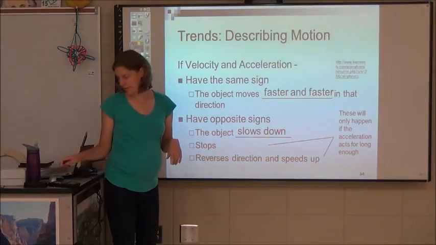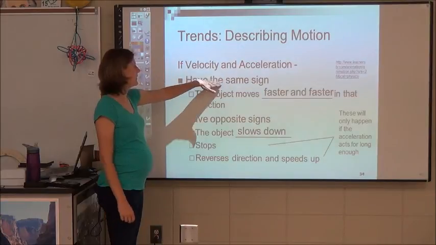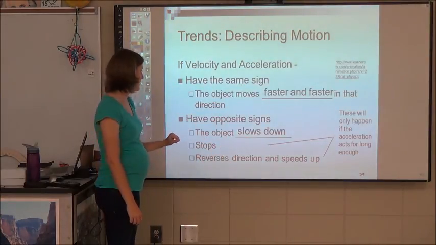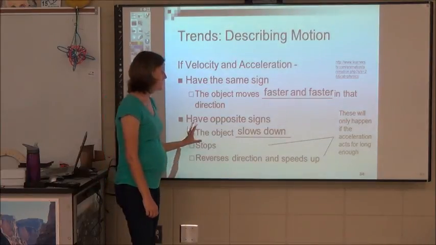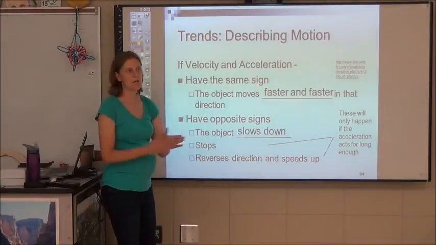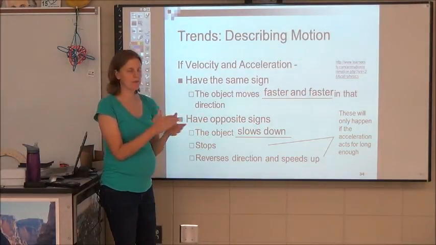All right, last slide for the day. So one more time, if the velocity and acceleration have the same sign, you're going faster and faster, speeding up. But if there's opposite signs, that's when the object slows down. And the car example can only slow down and stop. If it's a braking force, that's only going to stop the car.